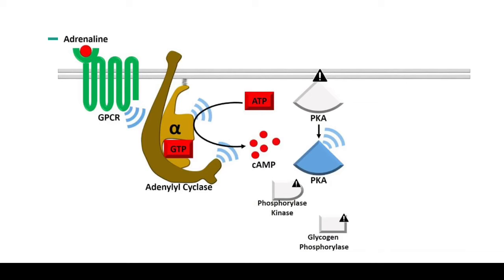The PKAs move to their target proteins and phosphorylate them. This phosphorylation will either turn the protein on or off. One extracellular signal has caused a cascade of cellular responses in the cell. This is amplification, where one signal changes the cell's behavior accordingly.